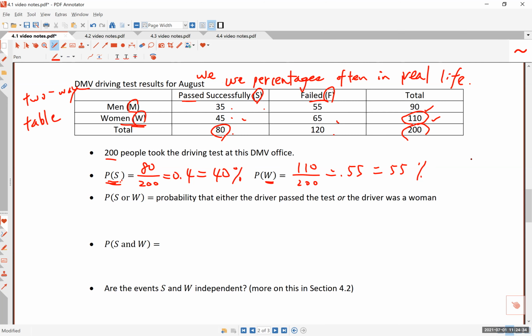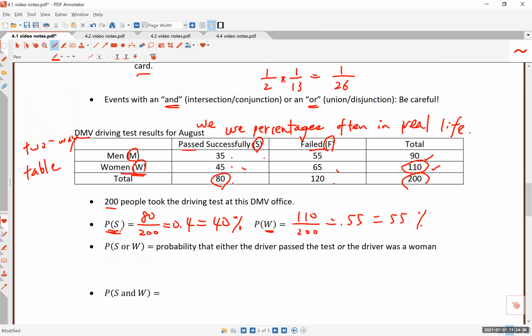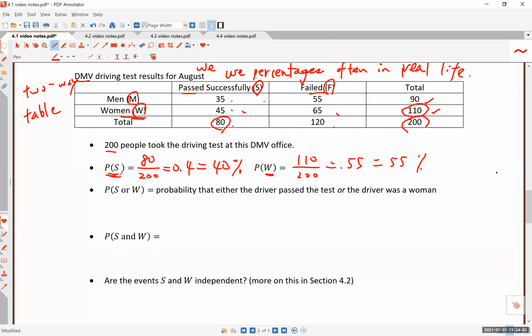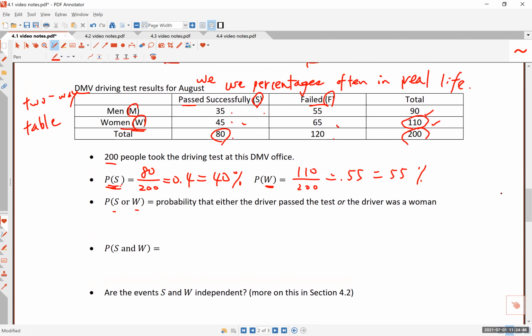All right, now, remember what I said about events with an "and" or "or"? These are a little confusing. You have to count them carefully. So what is the probability that S or W occurred? What in the world does that mean? Well, this is the probability that either the driver passed or the driver was a woman. What are we talking about?